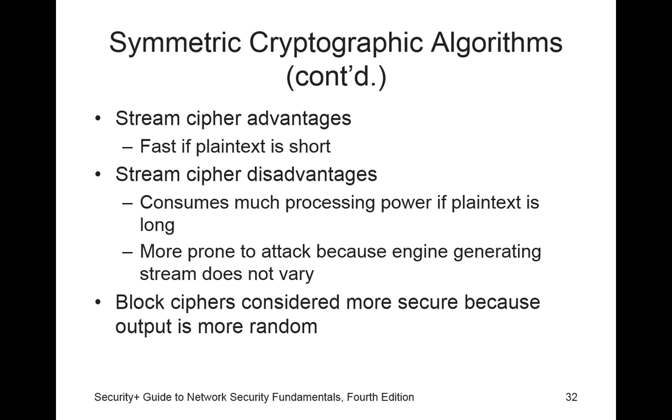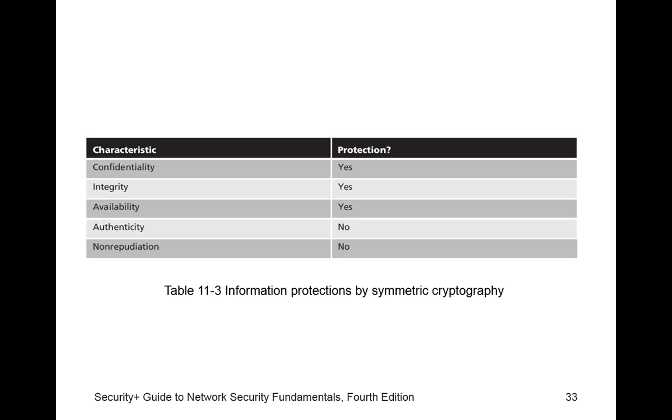It's prone to more attacks because it uses the same type of stuff over and over and over. So the engine's going to be the same on how it does it, so it's easy to be reverse engineered. Does that make sense? So it covers your CIA, but not authenticity or repudiation.